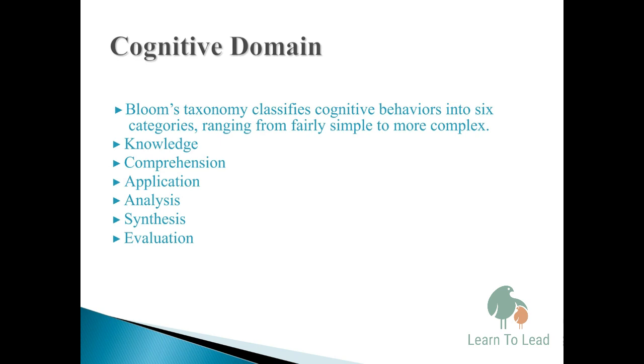Application. This level involves using knowledge to solve problems or complete tasks. Analysis. This level involves breaking down information into its component parts and understanding how the parts relate to each other. Synthesis. This level involves putting together information to create new ideas or products. Evaluation. This level involves making judgments about the value of information or products. Let's discuss each of these levels one by one.